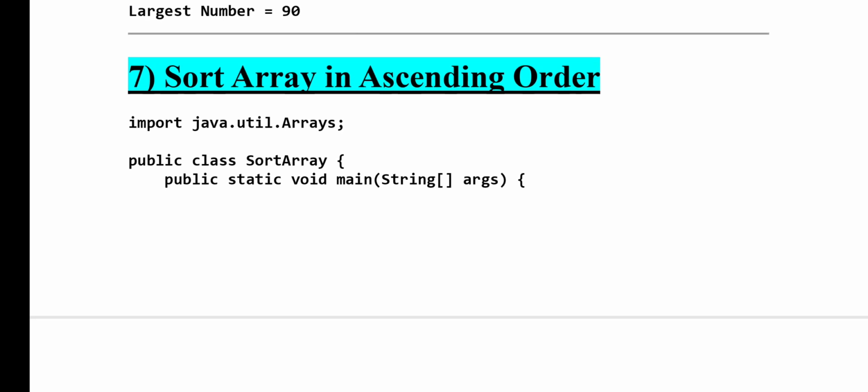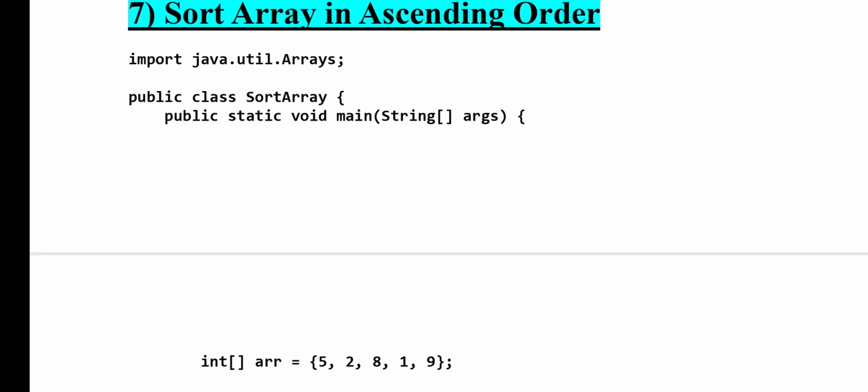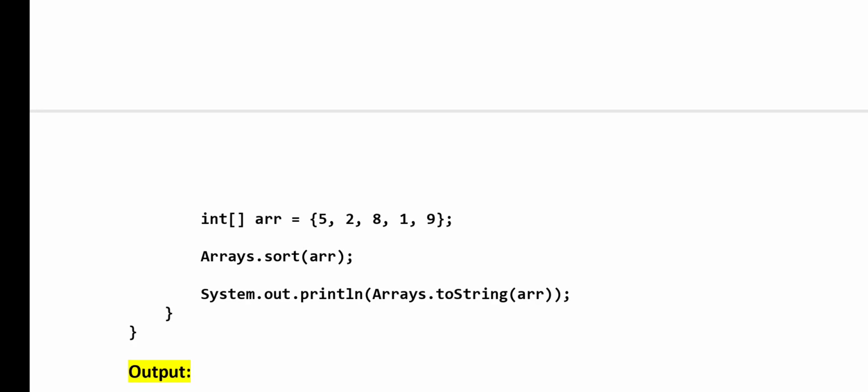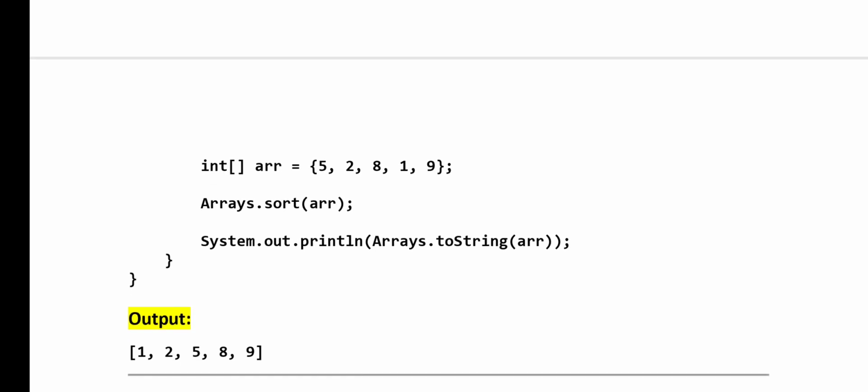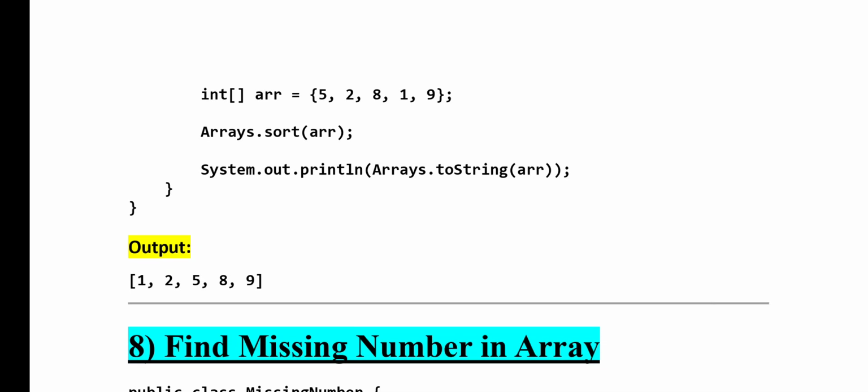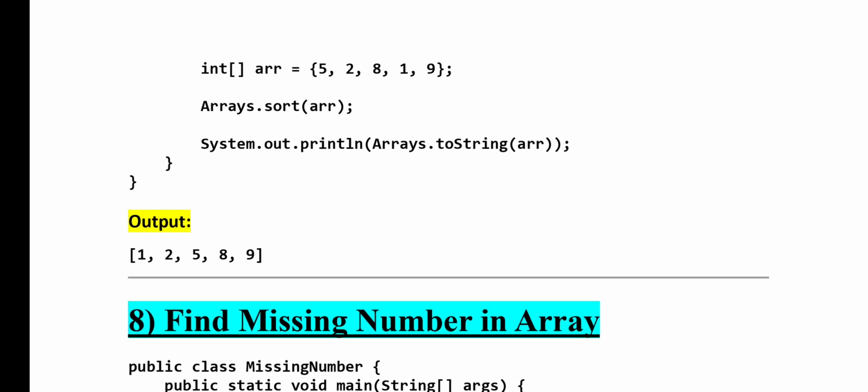The next question is on sorting the array in ascending order. Okay, so here we have a predefined method in the Arrays class known as sort, where you can quickly sort the given array, convert it into a toString, and print it.